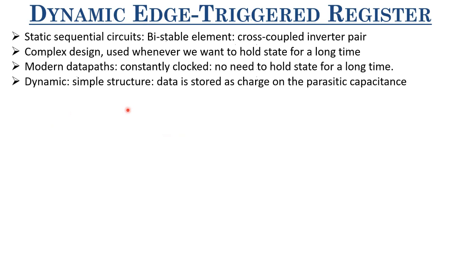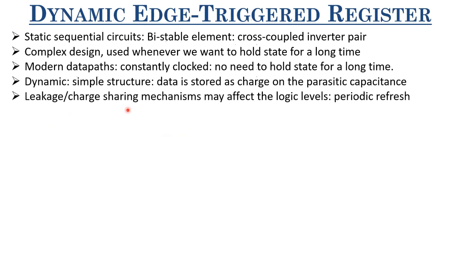However, as we also discussed there, the leakage mechanisms or the charge sharing mechanisms may affect the logic levels, and hence it requires periodic refresh. Here the energy dissipation is mostly going in the periodic refresh process, right? Also, signal integrity is an issue because the data is stored as charge on the parasitic capacitance. If there is parasitic coupling with some other signal node or with other wires, if there is this problem of crosstalk, then the available charge on that load capacitor can change, leading to a signal integrity issue.